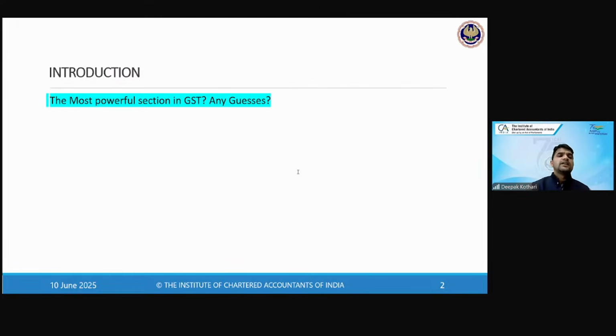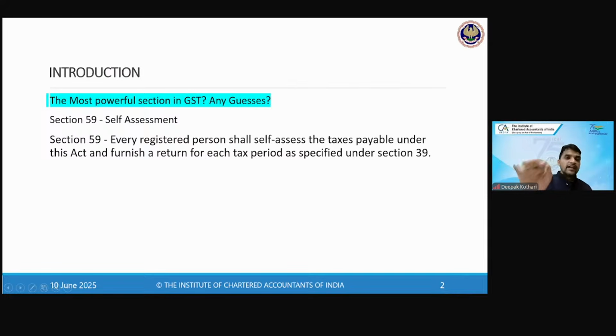Okay. The correct answer for this is no. These are all procedural sections, what you're saying, right? You have to comply with them. Section 7, supply: if there is a supply, check section 7 and see whether it's correct. Then if there is any kind of ITC, we will follow section 16. That's fine. But to my mind, the most powerful section in GST is none of these sections. The powerful section is section 59, which talks about self-assessment, which means that you are the assessing officer to do your own assessment.